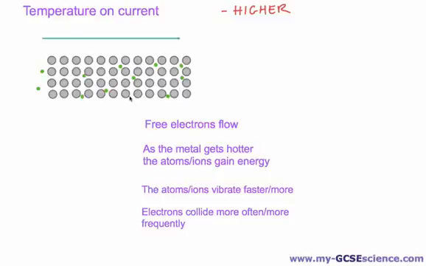Now that's basically an overview of the current across the lamp, across our diode, and an explanation of why temperature has an effect on current.